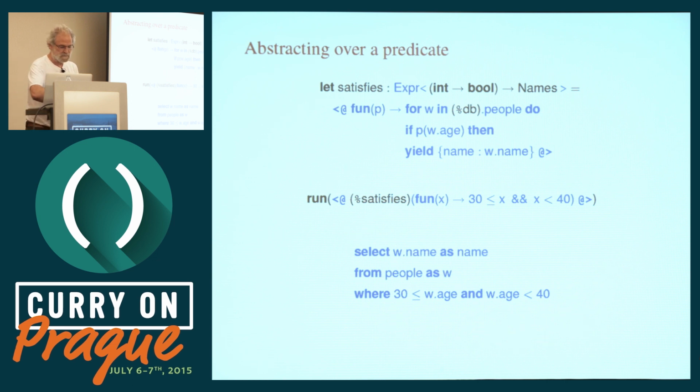One question. Normalization in this case would refer to the extraction of those conditions? Normalization just means you have a function applied to some arguments, so you do the substitution. Okay.